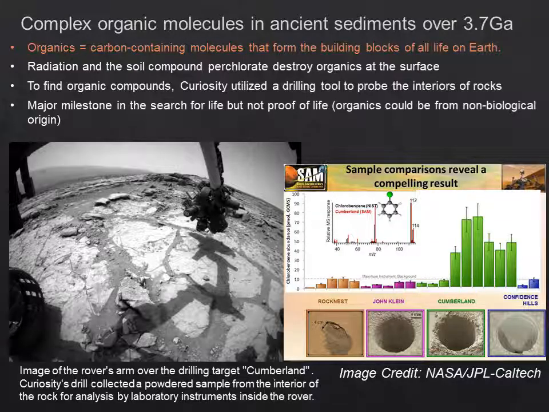Some of the most important compounds that were discovered by Curiosity in the Gale crater sediments are complex ancient organic molecules. Organics are carbon-containing molecules that form a building block of all life on Earth. At the surface of Mars, radiation and the salt compound perchlorate destroy the organics. So to find organics, Curiosity utilized a drilling tool, which is installed at the end of this arm, pictured here, in order to probe the interior of rocks.